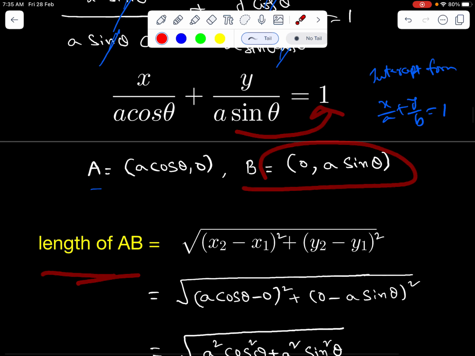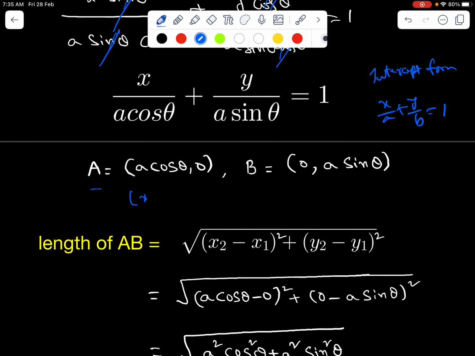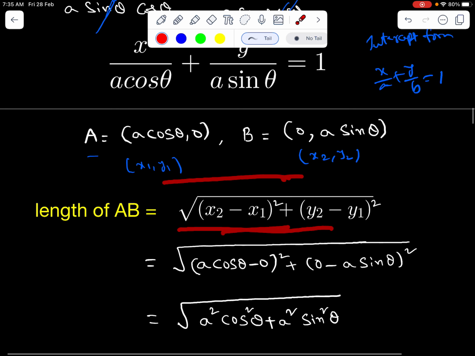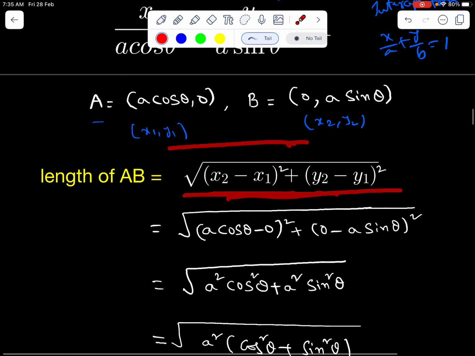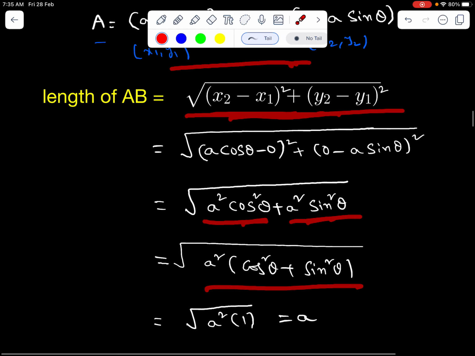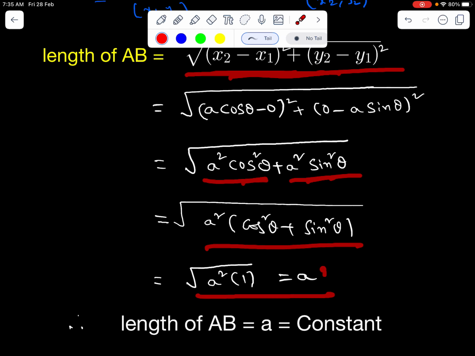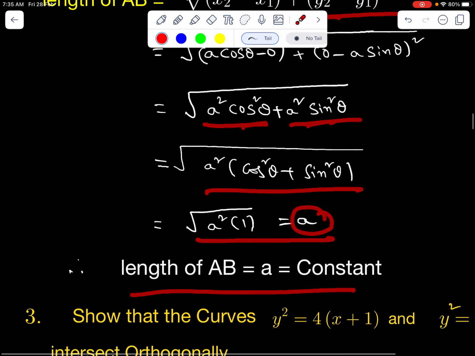Length of AB. This is the point x1 comma y1. This is the point x2 comma y2. Then distance of these 2 points, root over x2 minus x1 whole square plus y2 minus y1 whole square. A square cos square theta plus a square sin square theta. Therefore, a square into 1, that is equal to a. Length of AB is equal to constant.